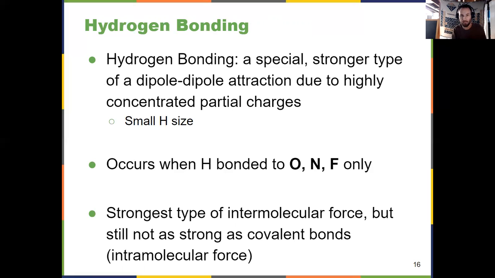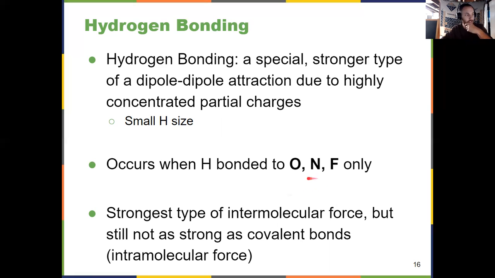And it's really significant because it's responsible for the special properties of water and life on Earth as we know it. This has the highest, most concentrated partial charges due to the small size of hydrogen. You see it right there in the name, hydrogen bonding. And there's only 3 situations where you'll have hydrogen bonding. It's when you have hydrogen that's directly bonded to oxygen, nitrogen, or fluorine. And that gives you a really large delta positive on hydrogen and a really large delta negative on oxygen. It's these 3 because they're 3 of the most electronegative elements.